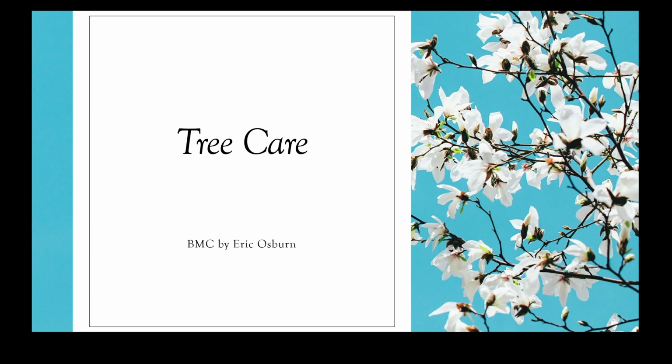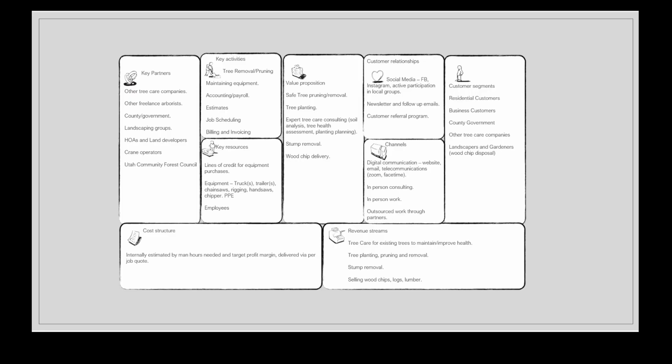My name is Eric Osborne, and this is my business model canvas for my tree care company. This is my high-level business model canvas overview with my key partners, key activities, key resources, value proposition, customer relationships, customer segments, channels, revenue streams, and cost structure.